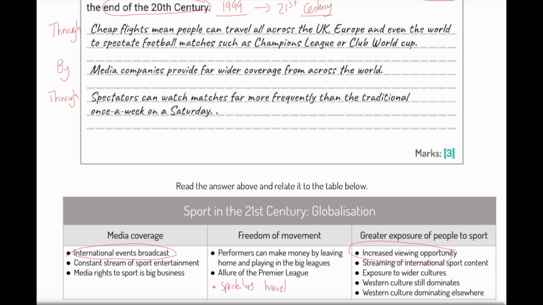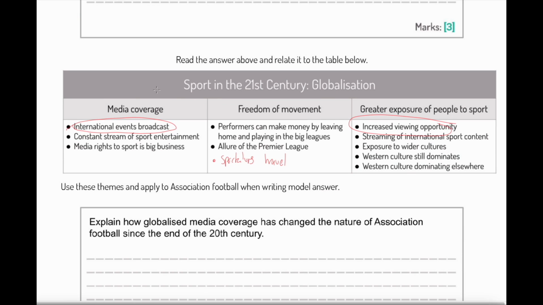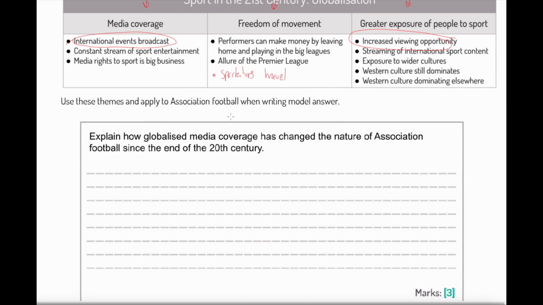In other words, folks, one of the things we want to do is effectively learn these three columns about 21st century globalization, and then what we need to be able to do is apply them to a particular example that's provided. So let's have a look at this one here. Explain how global media coverage has changed the nature of association football since the end of the 20th century. So again, the same wording, since the end of the 20th century. And we've got to make 3 points here, okay?